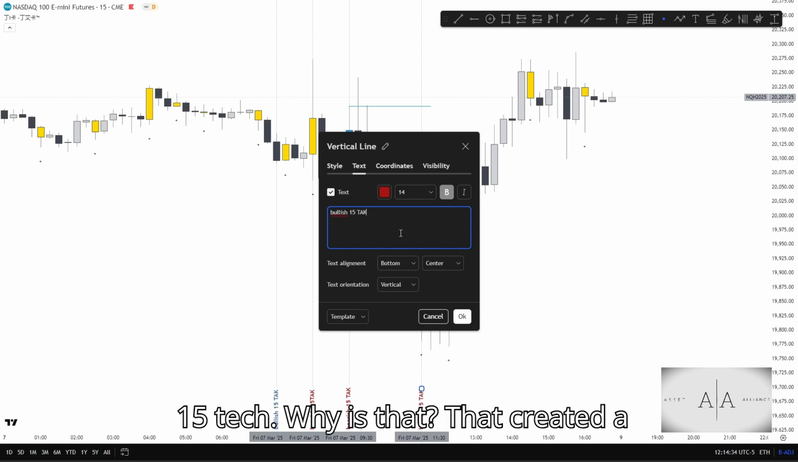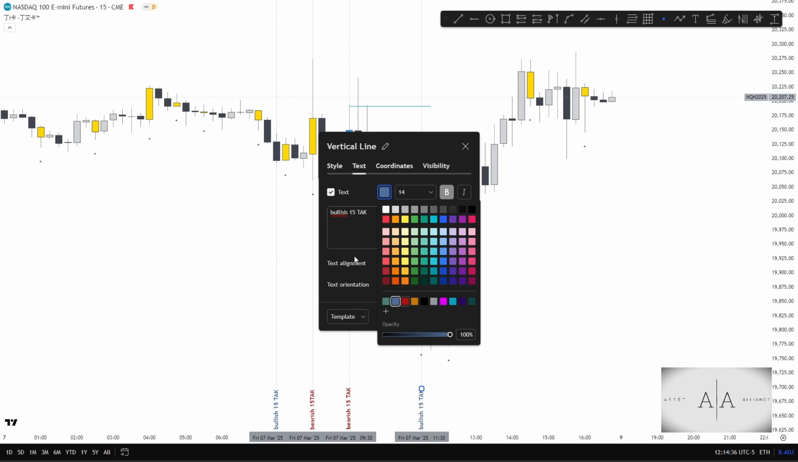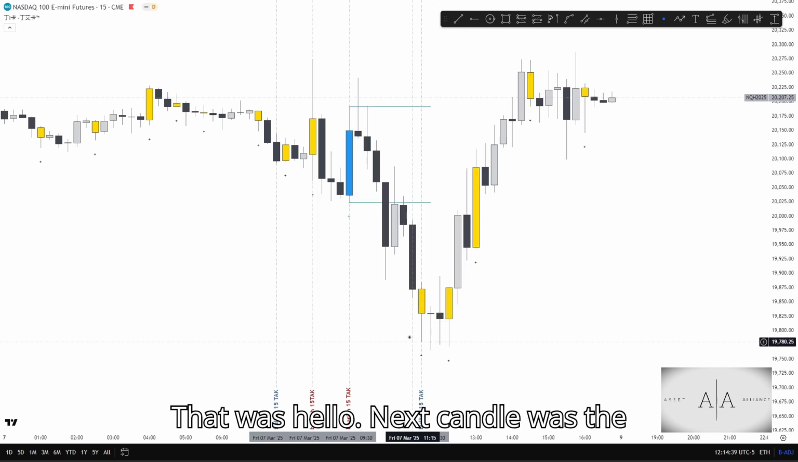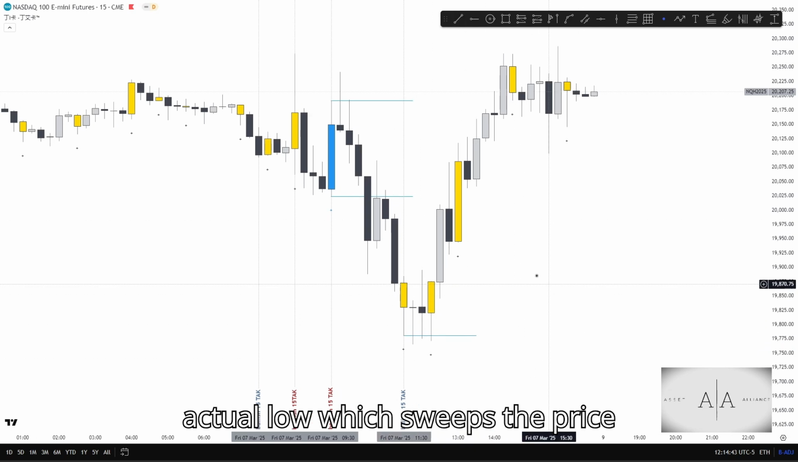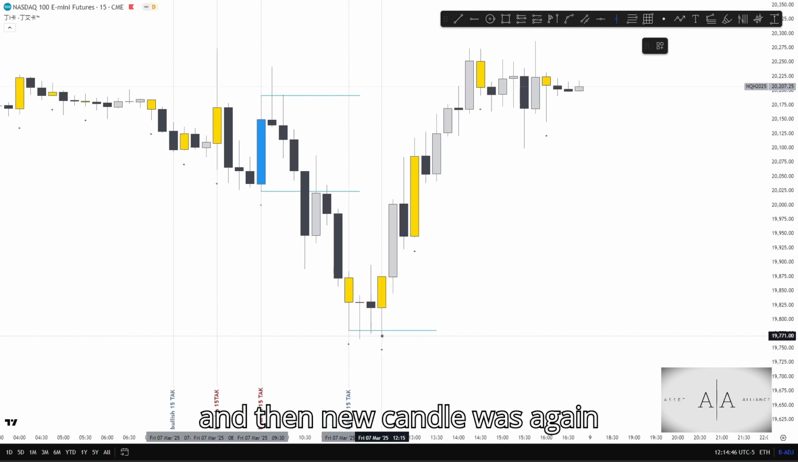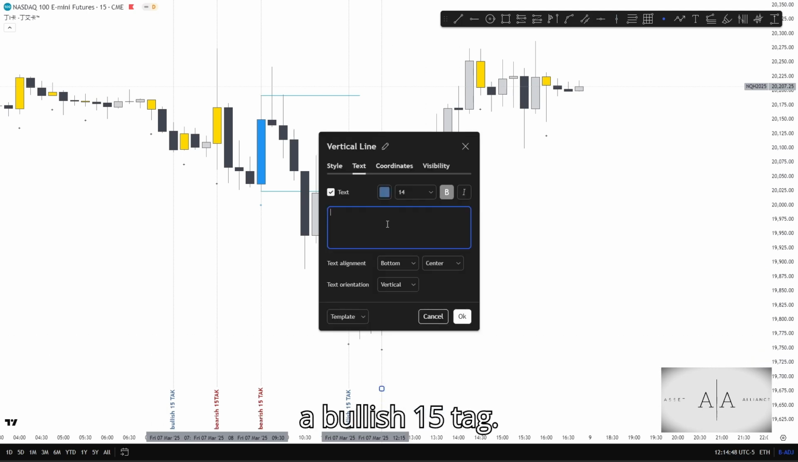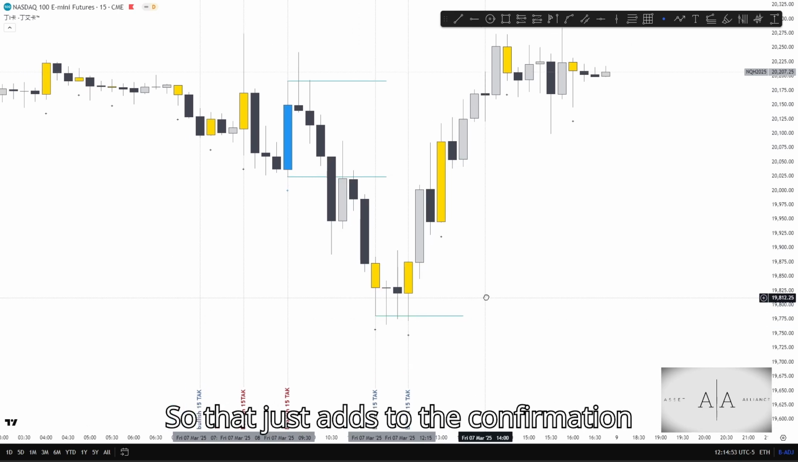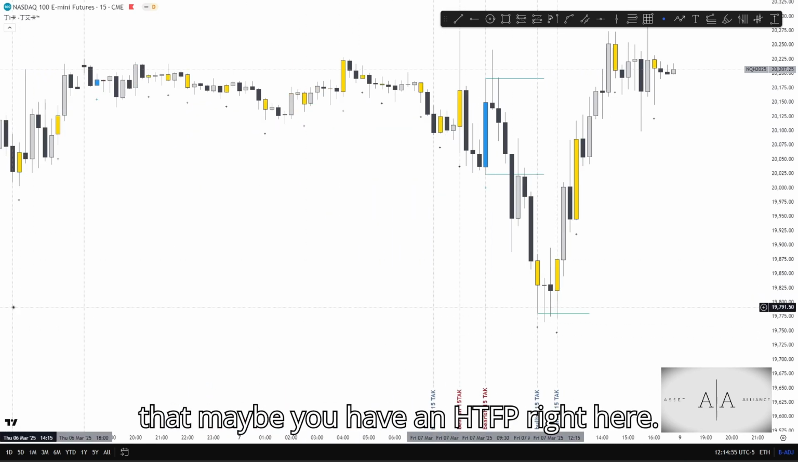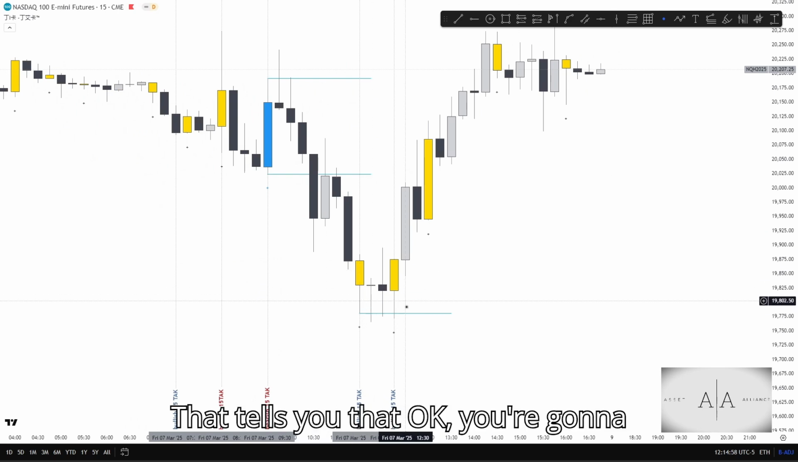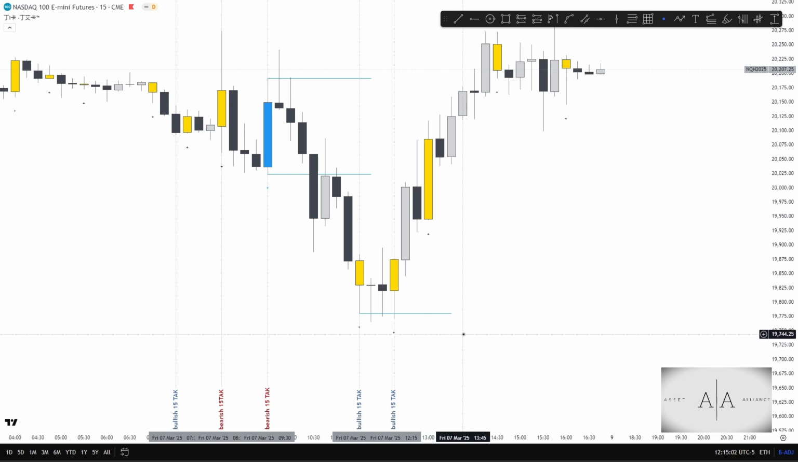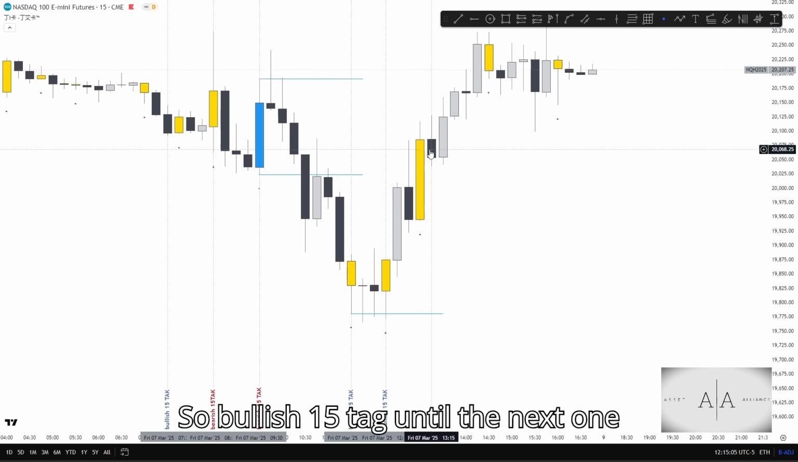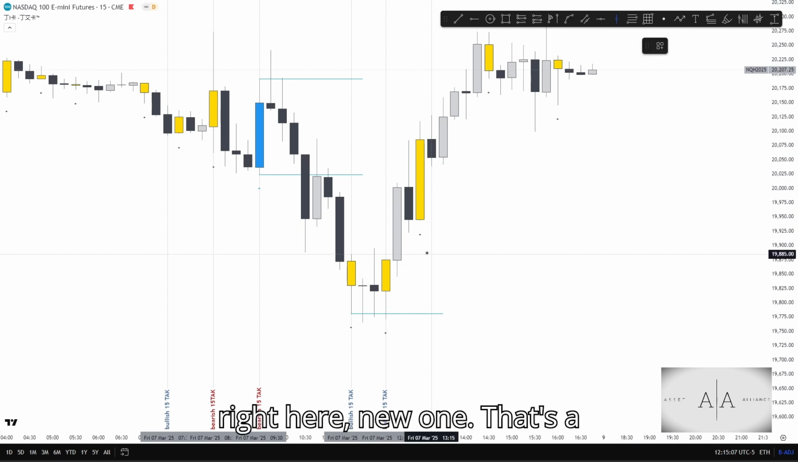Why is that? That created a low. That was a low. Next candle was the actual low, which swept the price, and then the new candle was again a bullish 15 TAC. So that just adds to the confirmation that maybe you have an HTF PD array right here that tells you that, okay, you're going to reverse. These two candles here would have been your re-entry points, right? So bullish 15 TAC until the next one right here.